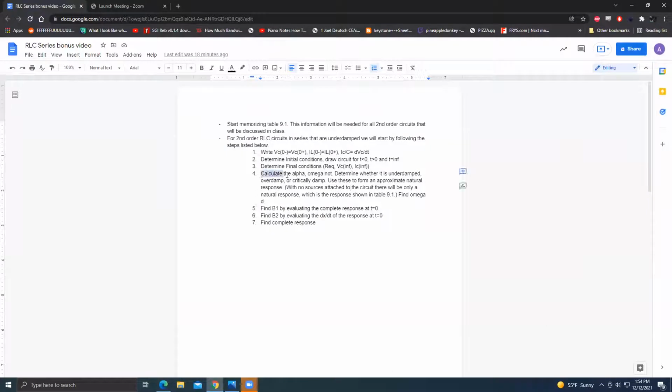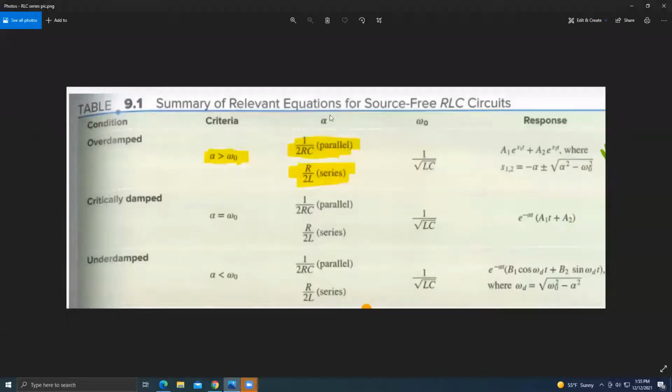Step 4 says calculate the alpha and the omega naught, then use these to determine whether the circuit is underdamped, overdamped, or critically damped. Well, as you know, this circuit will be underdamped, but let's just do the calculations to confirm that this is the case. We will go back and reference our table 9.1. As you can see here, alpha and omega naught, whether it's overdamped, critically damped, or underdamped, are found the same way. They are always determined using these equations.